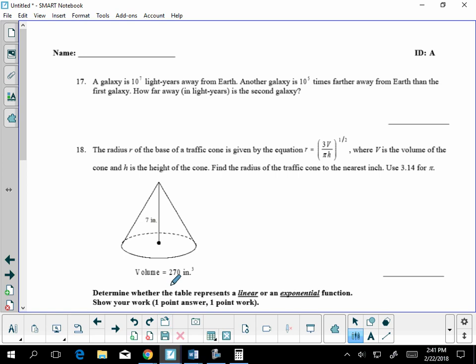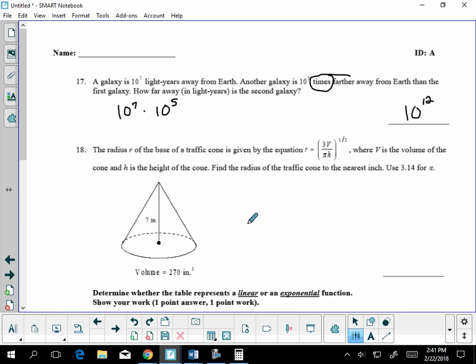On 17, that's just going to be multiplying because it says times away. That's the key word right there. So 10 to the 7th times 10 to the 5th, and you get 10 to the 12th.